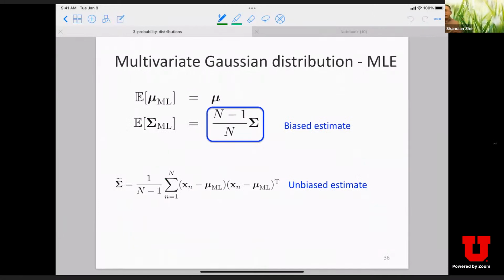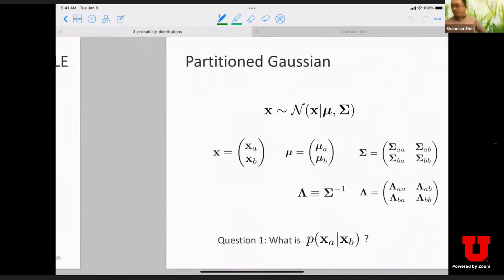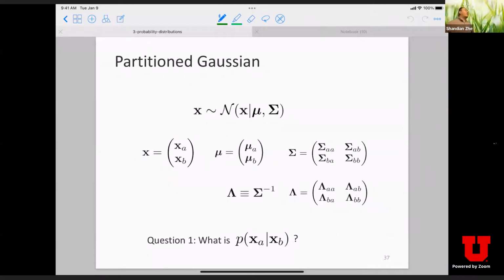So now that the maximum likelihood estimate is biased, if we want to get an unbiased estimate, it's very simple. We just replace 1 over n by 1 over n minus 1. Then it will give you the unbiased estimate of the covariance matrix. Okay, any questions so far?